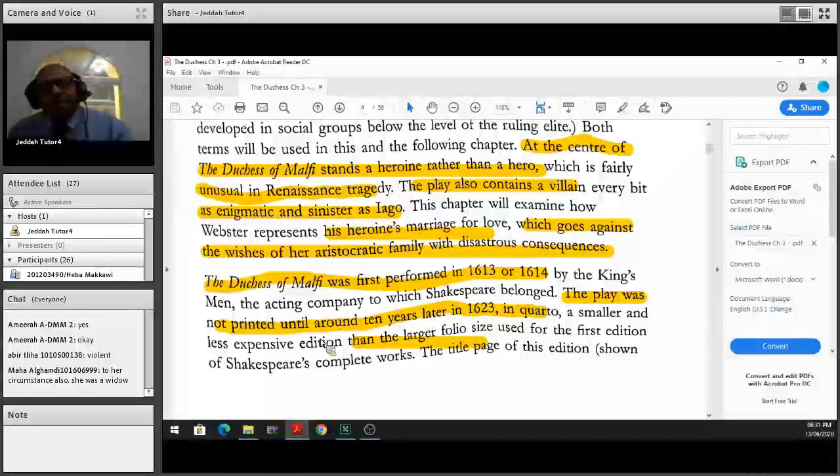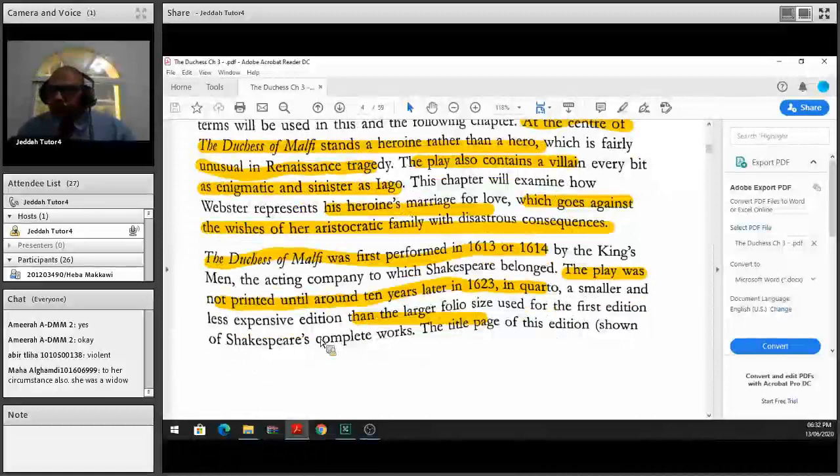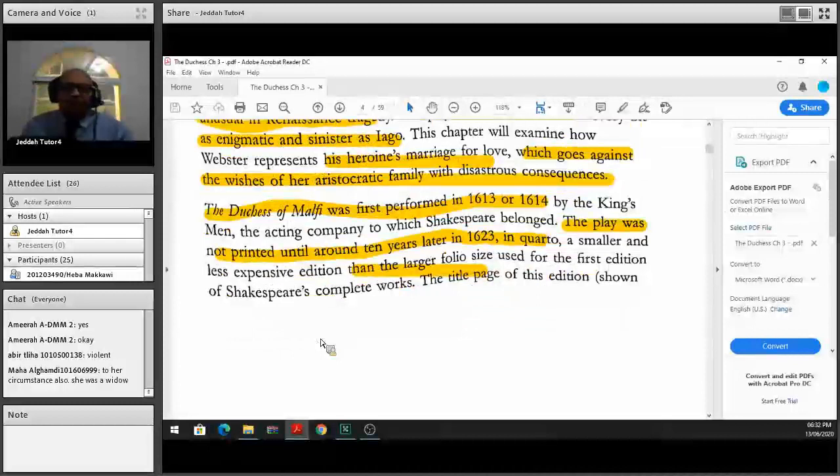What other parallels and correspondences do we have between the two plays? The play also contains a villain who is very similar to Iago in Othello. So the basic tenet of the play, and even of the chapter, would be to examine how Webster represents his heroine's marriage for love, which goes against the wishes of her aristocratic family with disastrous consequences. So we're having a female character who is going against the wishes of her aristocratic family, and she's not going to get away with it, obviously.